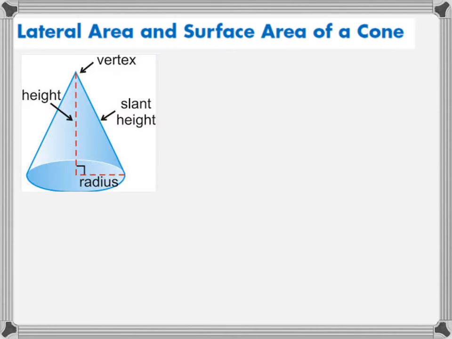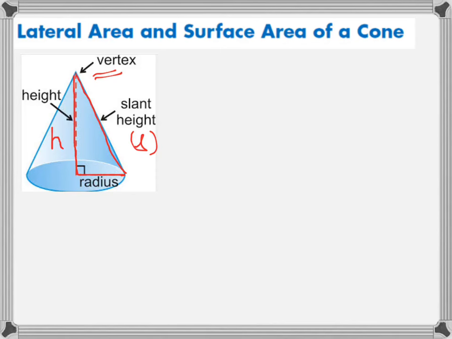Now let's go to finding the lateral area and surface area of a cone. First, let us understand the different parts of the cone. This is called the vertex. This side is called the slant height of the cone, L. And this perpendicular line is called the height of the cone, H. And of course, this is the radius of the cone.